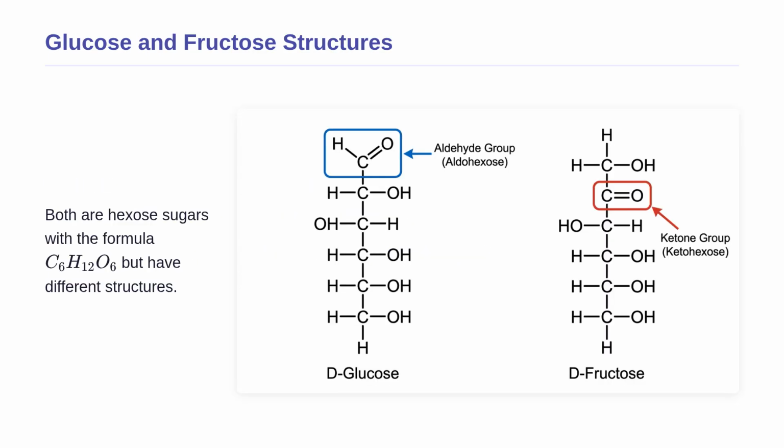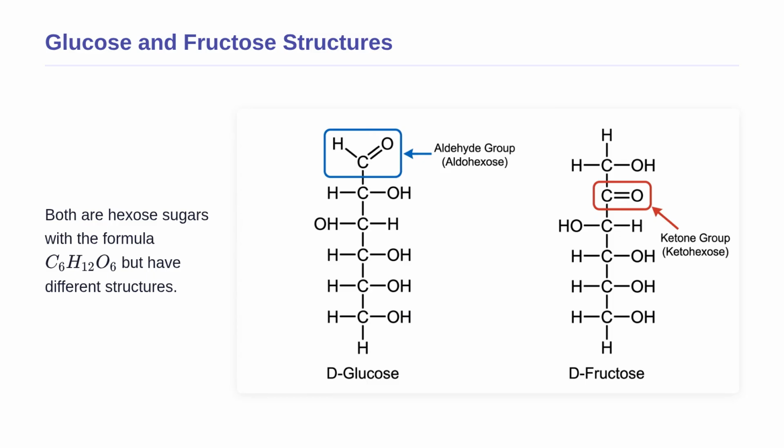Now that we have calculated their formulas, let us visualize what these molecules actually look like. On the screen, you are seeing the chemical structures of two hexose sugars, glucose on the left and fructose on the right. Notice that both have exactly 6 carbon atoms, 12 hydrogens, and 6 oxygens. However, look closely at the highlighted carbonyl groups. In glucose, the double-bonded oxygen is at the very top of the chain, making it an aldohexose. In fructose, the double-bonded oxygen is on the second carbon, tucked inside the chain, making it a ketohexose.